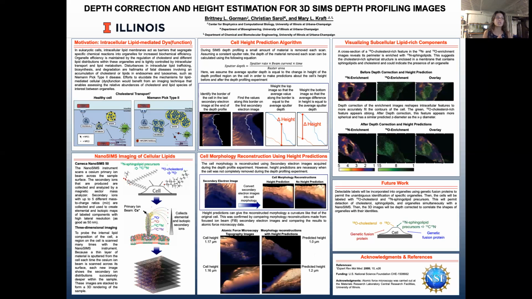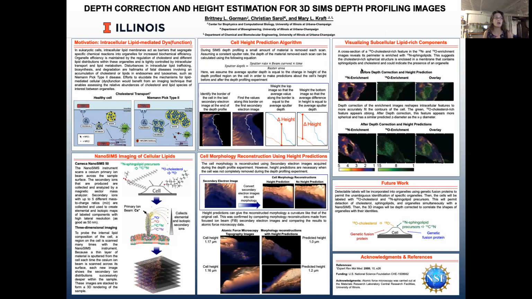The final stage is to use these morphologies to depth correct enrichment images that show the lipids within the cell. So we took images of the N15 and O18 enrichment within a labeled MDCK cell that would indicate the presence of sphingolipids and cholesterol within the cell.